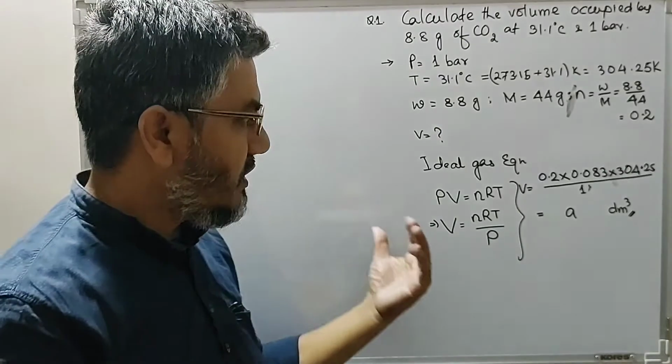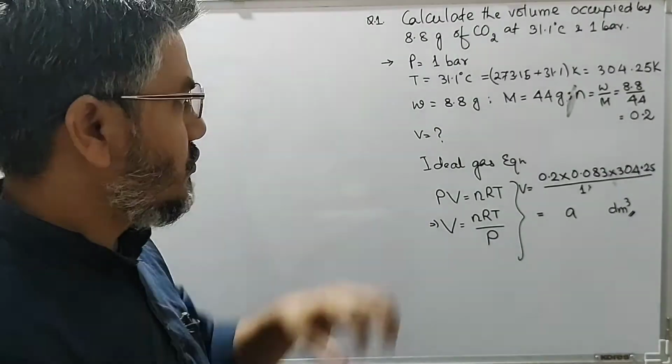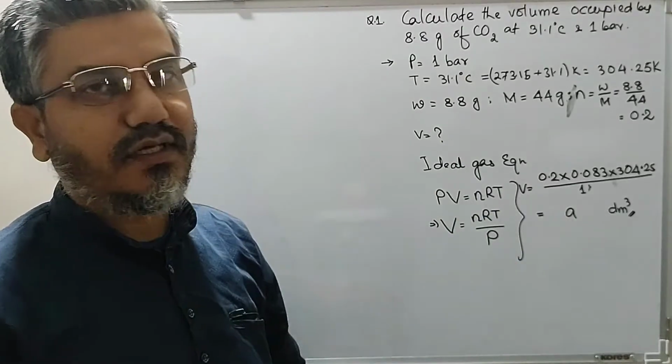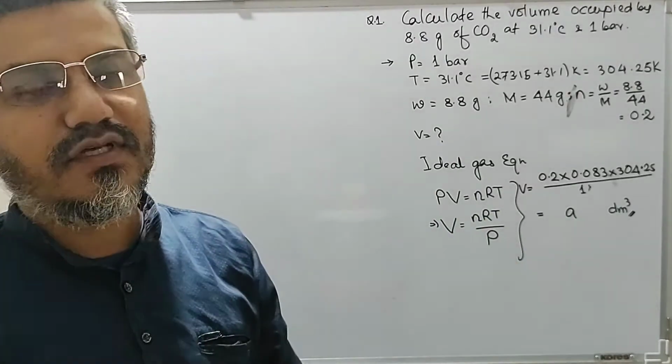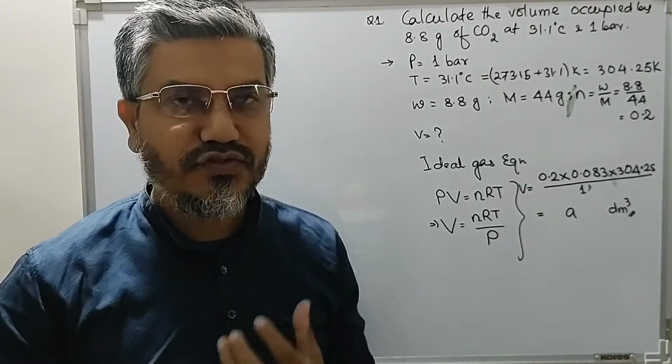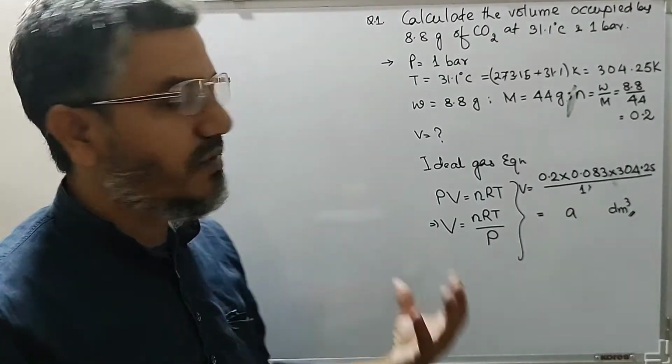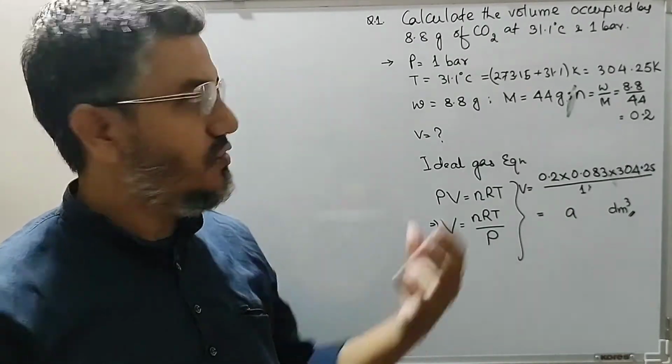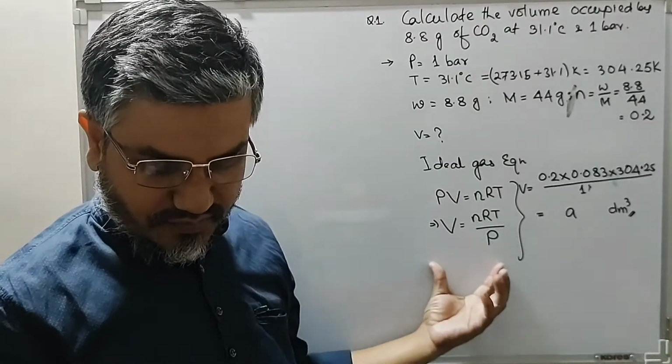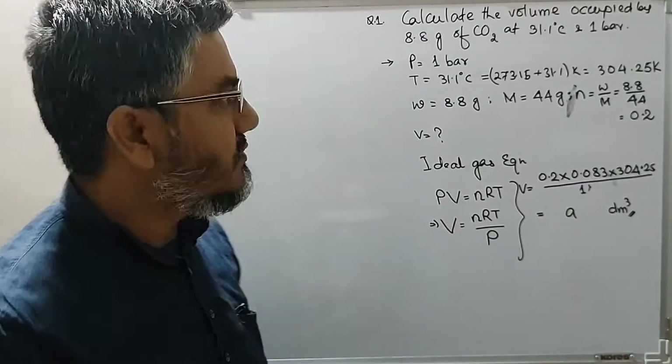So this is how we have to use the ideal gas equation. We have to first focus on the given data, and based on this given data we have to decide which formula is to be used for solving this type of problem. So this is the first example. Now let's take up the second example.